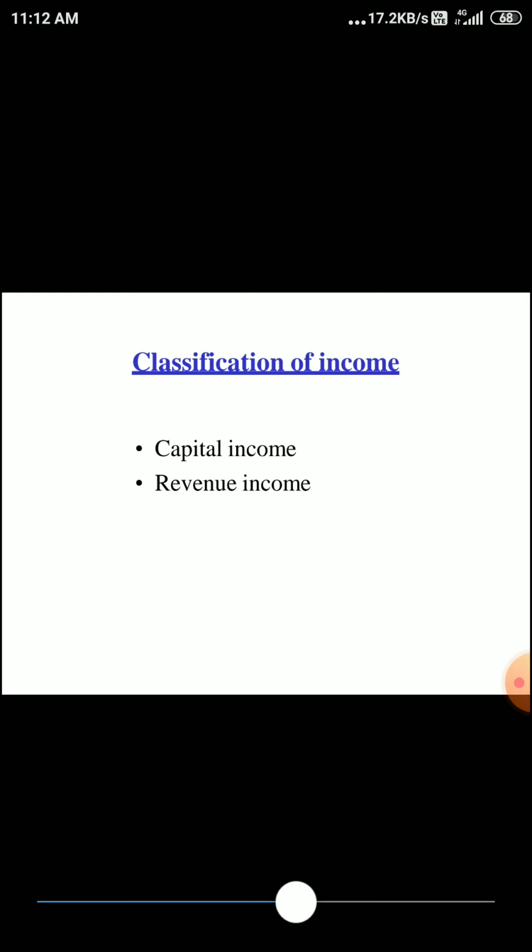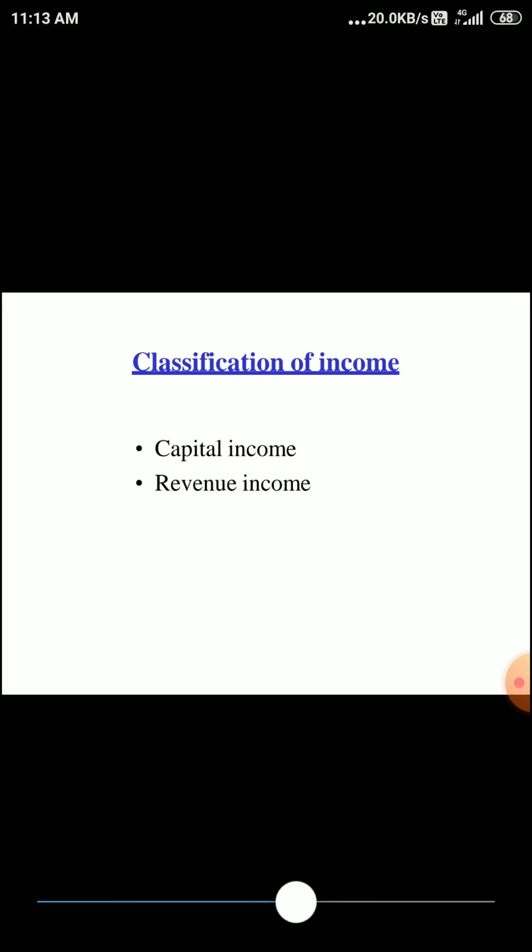Now, if you classify this on that basis, income is classified into two types: capital income or capital receipts, and revenue income or revenue receipts. Both are one and the same. Why do we have to analyze this in tax?